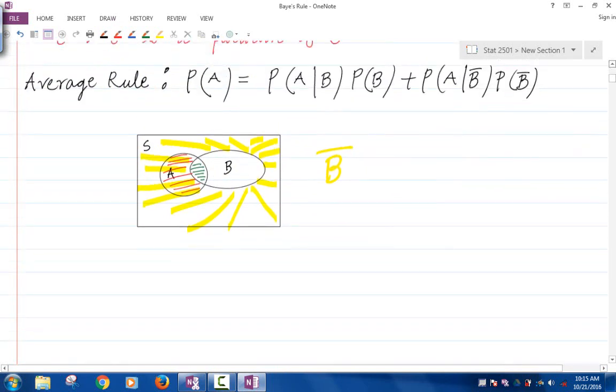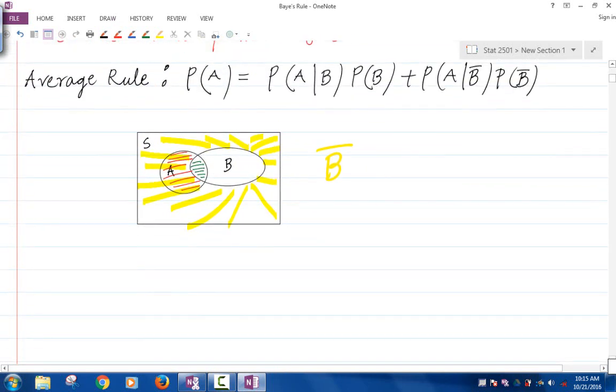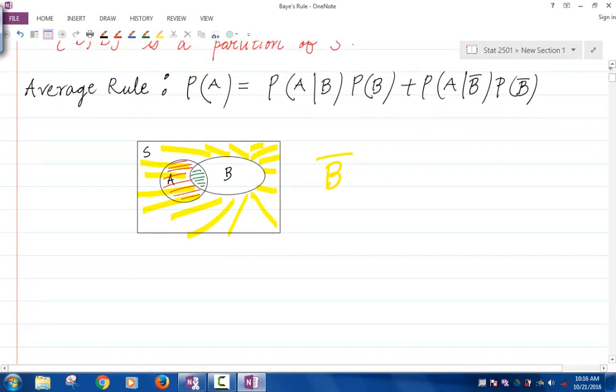Okay, so first I have the average rule here. So what's the average rule? The average rule says the probability of A is the same as the probability of A given B multiplied by the probability of B plus the probability of A given B complement times the probability of B complement. Okay? Now I'm going to give you a proof of this in a second.